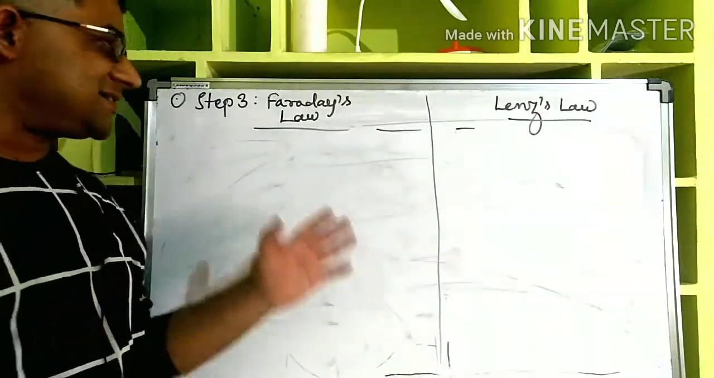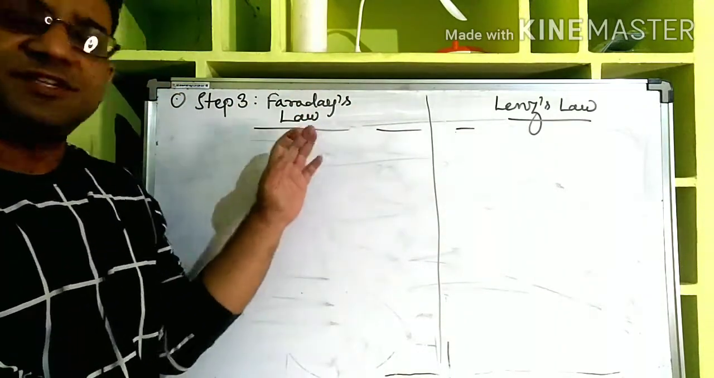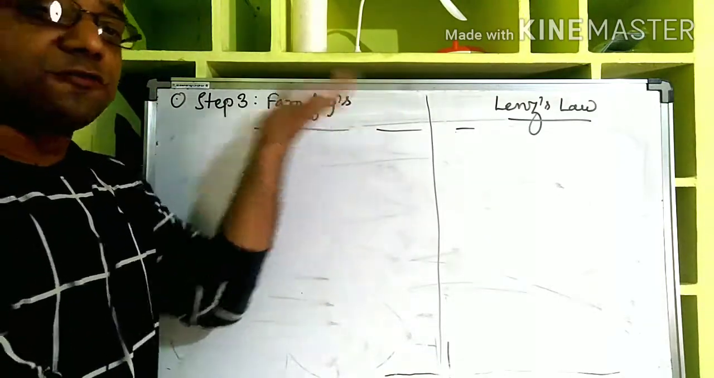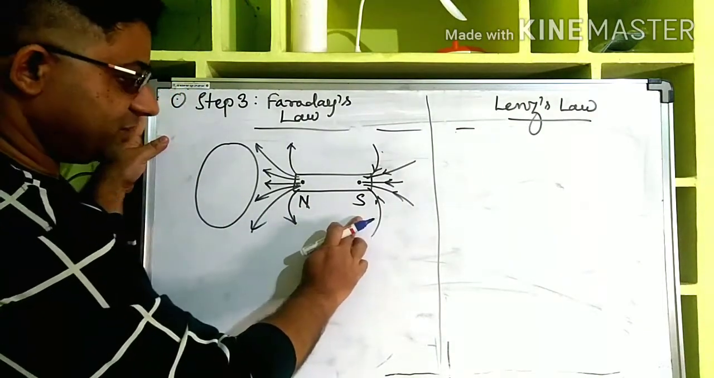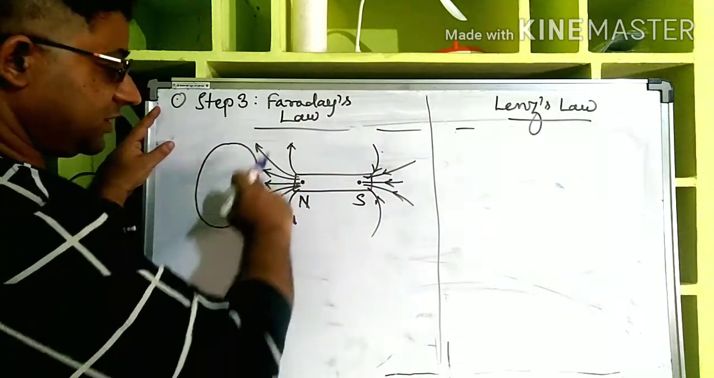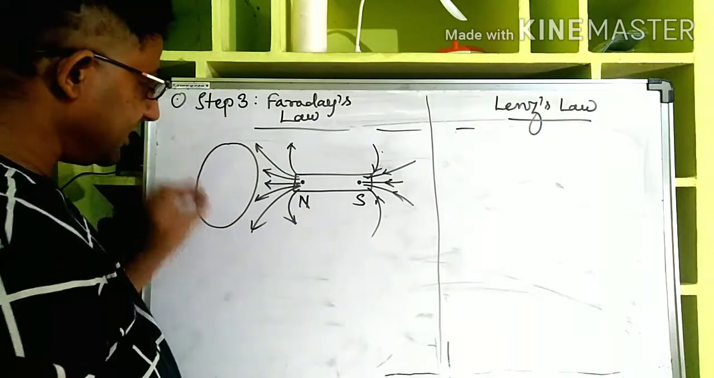Clear? Now the last step. Now we are in a position to understand Faraday's law and Lenz's law. These are very simple, but they are talking in terms of flux. That's why we understood what flux is first. Let us say this is a magnet with north and south pole as shown in the figure. We are bringing this north pole towards a conducting loop, a loop made up of a conductor.